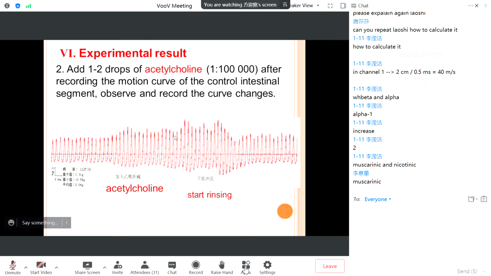and it increases the intestinal functions. We also record this change, and then start rinsing again, which leads to the contraction curve recovering.